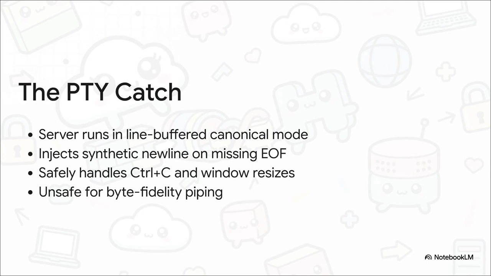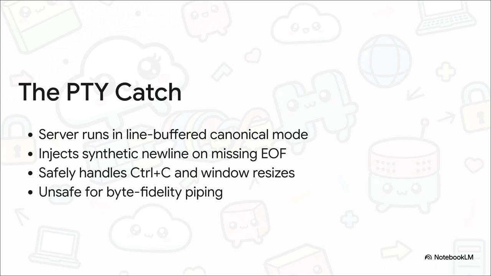Because tunnix provisions a PTY that's left in its default, line-buffered canonical mode, which it kind of has to do to handle things like window resizes and Control-C, it actually alters raw bytes. For example, the PTY terminal driver will not signal an end of file unless it sees a line terminator.